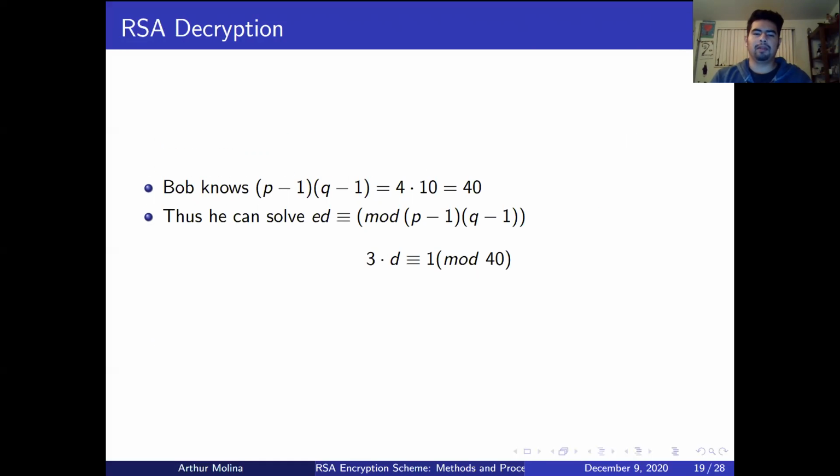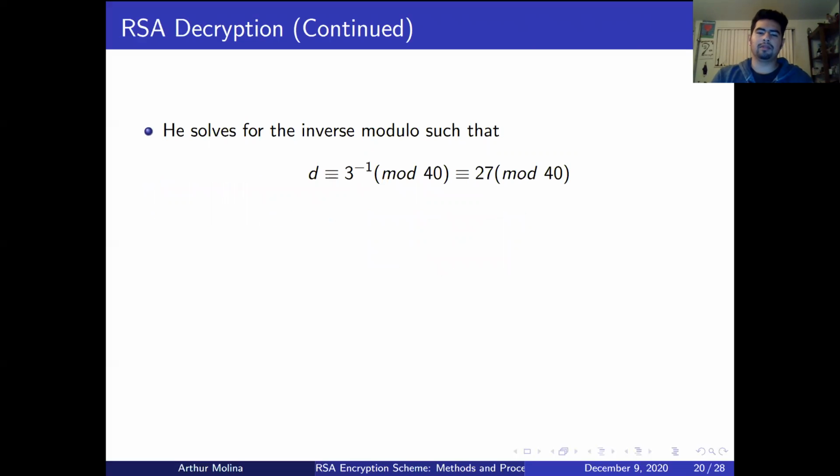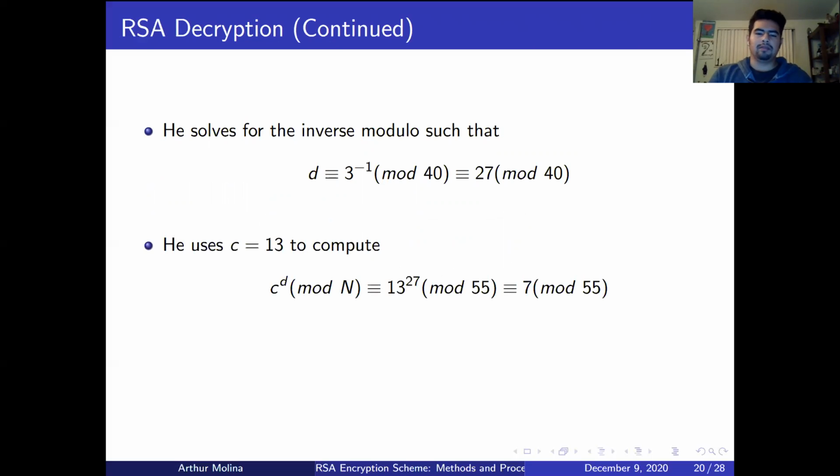So Bob knows what P minus 1 and Q minus 1 are. Then he computes the product, which is equal to 40, which allows him to solve for the decryption exponent. He has to solve 3 multiplied by D, equivalent to 1 mod 40, and he can do this by taking the inverse modulo. By doing so, he acquires 27 mod 40, which is his decryption exponent. This then allows him to compute M. He computes C to the power of D mod N, which is 13 to the power of 27 mod 55, which is equivalent to 7 mod 55. And he then obtains Alice's M.